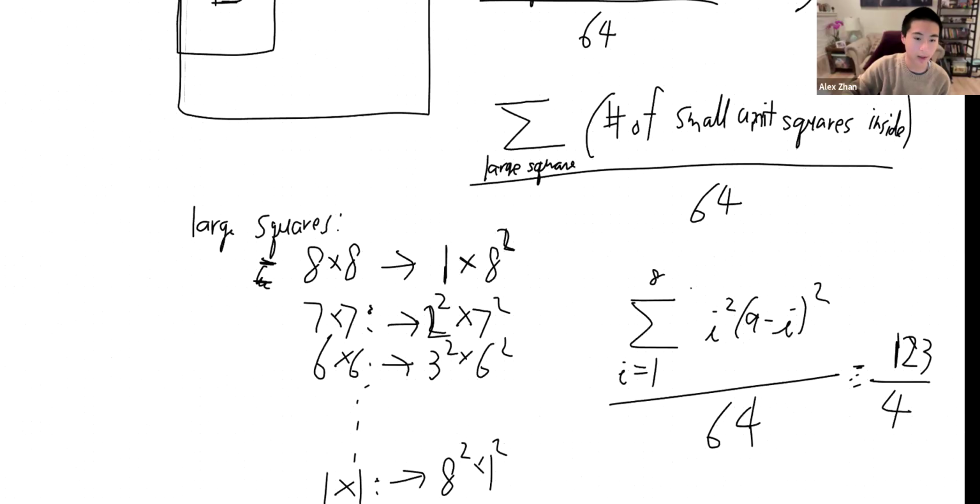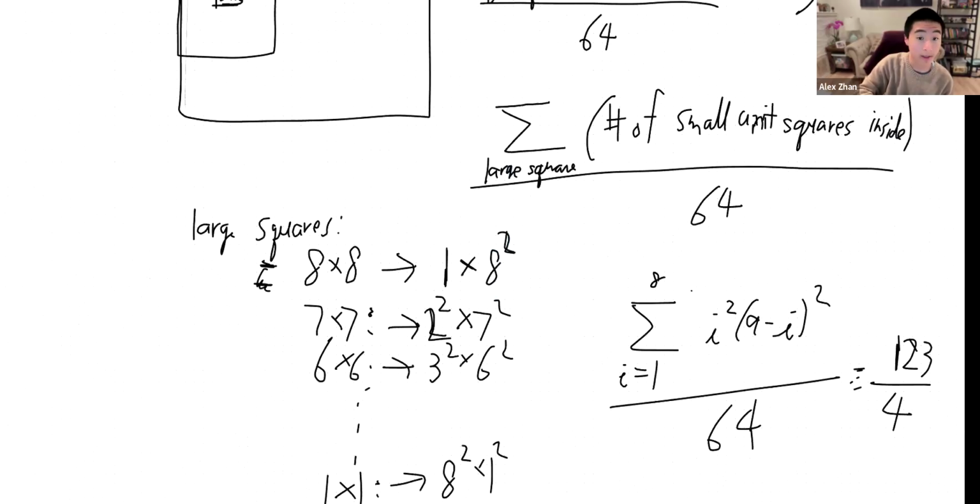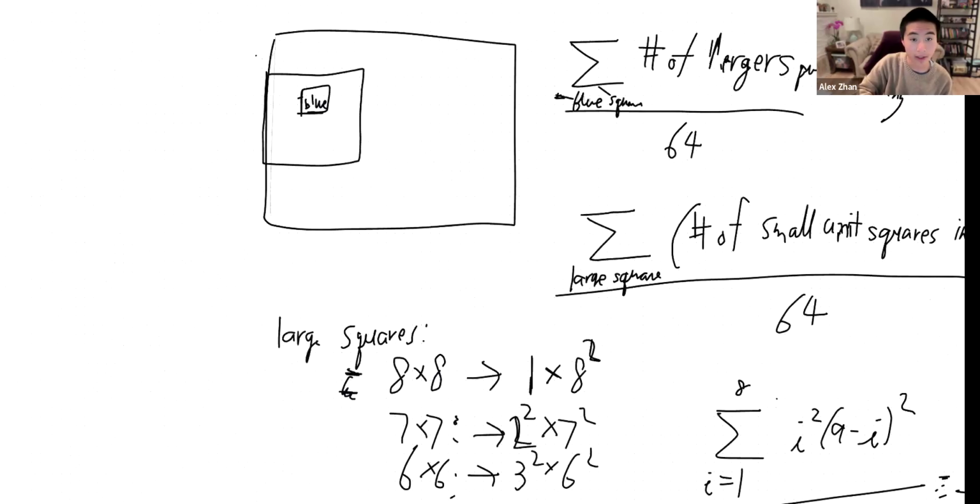But if you look over here, consider the number of ways to get a 7x7 square. For instance, you could have the 7x7 square here or here, or you could have the 7x7 square over here or over here. So that's basically 4 different ways to choose the 7x7 square.